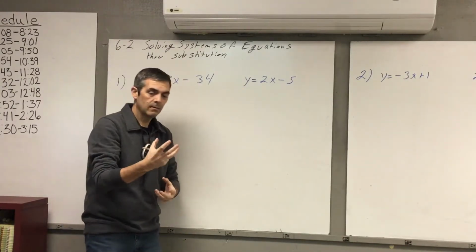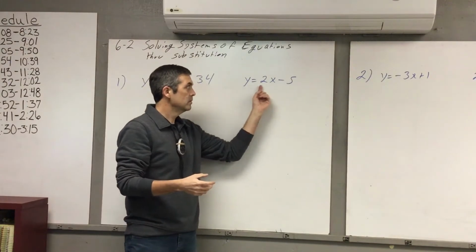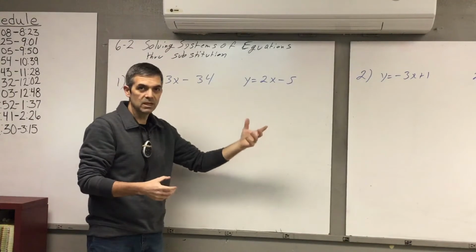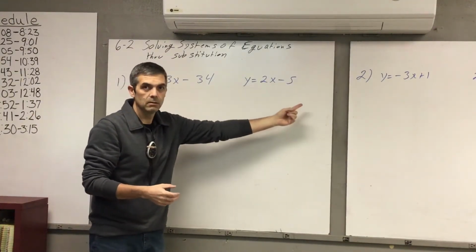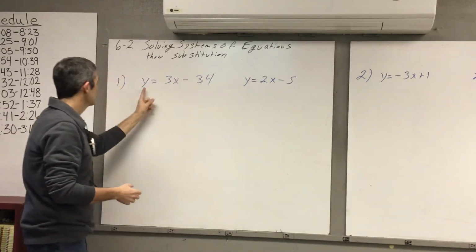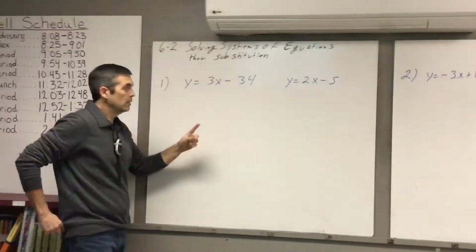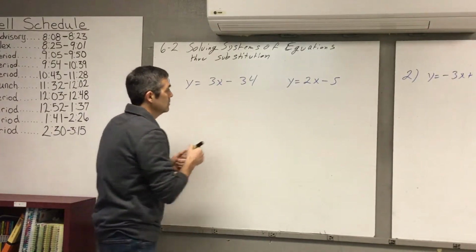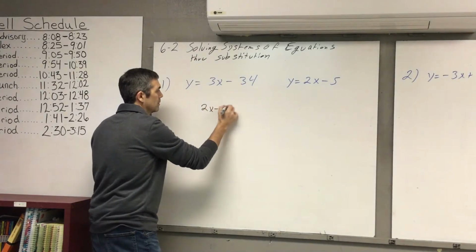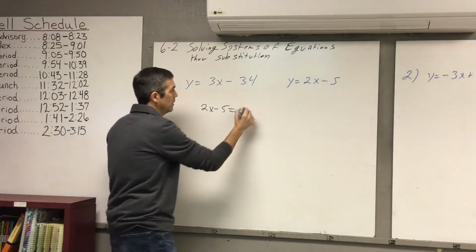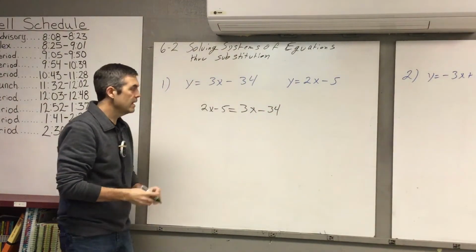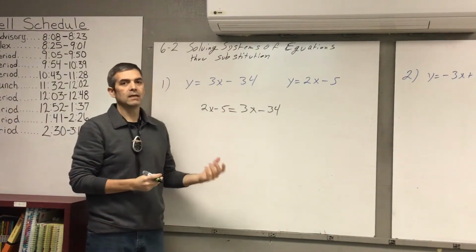You're going to take what y equals, the 2x minus 5, and substitute it in for y, because what we're saying is, hey, y equals this. Okay, if y equals this, I can take this whole part and substitute it in for my y over here. Right? So that's what we're looking at. So 2x minus 5 equals 3x minus 34.